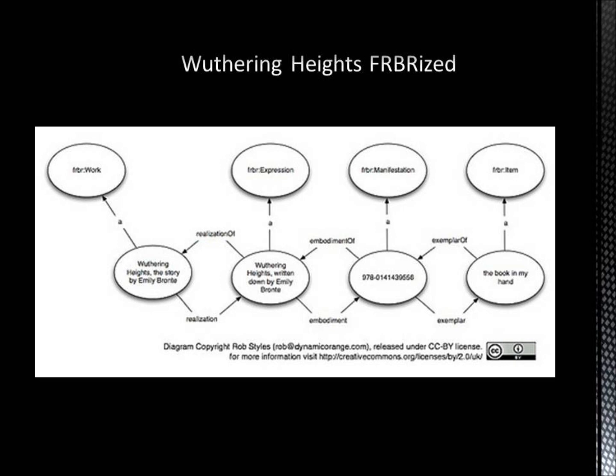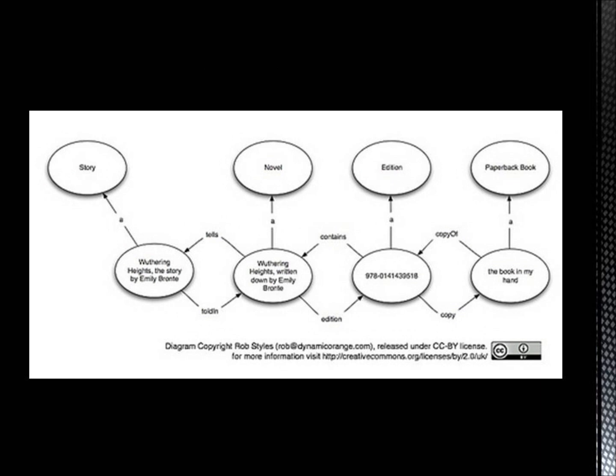Let's look at another diagram in simpler English. So here's the same diagram with words that make a little more sense to us. So think of it like this. The work is akin to the story embodied in Wuthering Heights. It was originally published as a novel, so that's like the expression, and each new edition is a new manifestation. And the one I have in my hand is a paperback book, so the item. So it is just a way of thinking of how the books exist in the world.